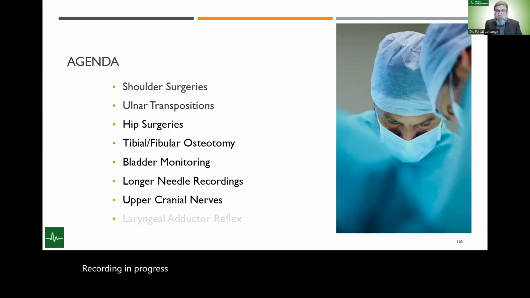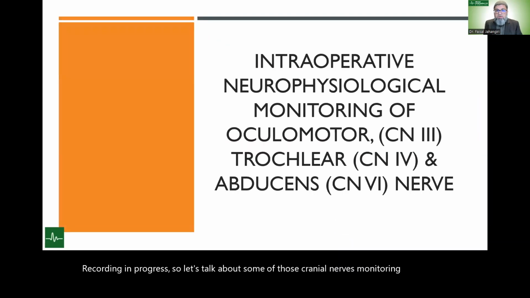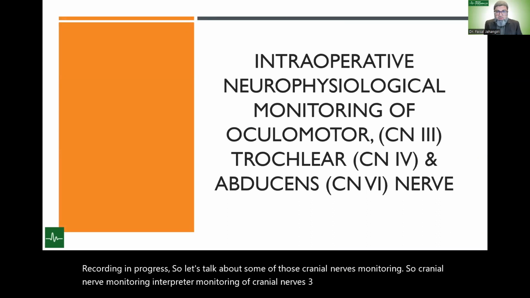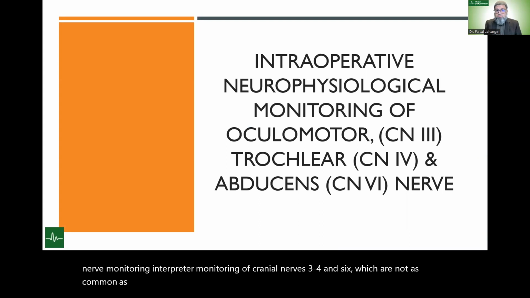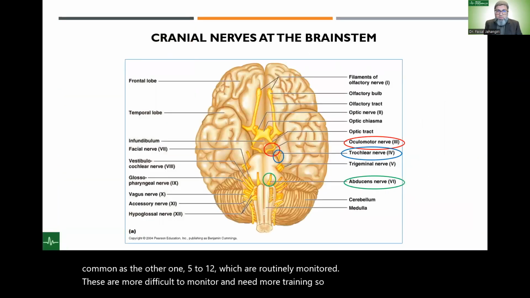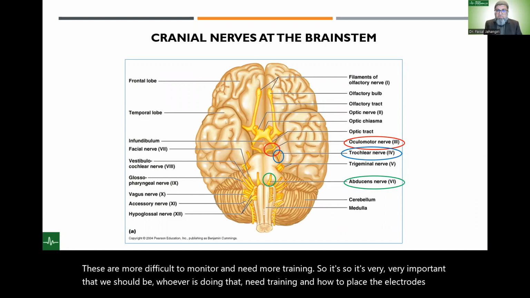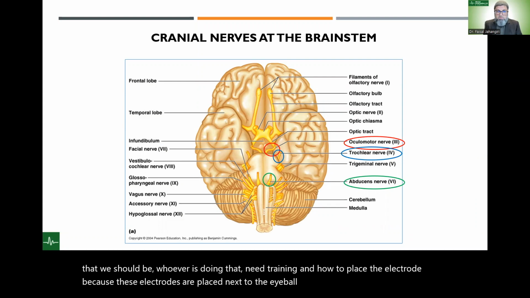So let's talk about some of those cranial nerves monitoring. Cranial nerve monitoring, intraoperative monitoring of cranial nerves 3, 4, and 6, which are not as common as the other ones, 5 to 12, which are routinely monitored. These cranial nerves are more difficult to monitor and need more training. So it's very, very important that whoever is doing that needs training in how to place the electrode, because these electrodes are placed next to the eyeball and the muscle of the eye.